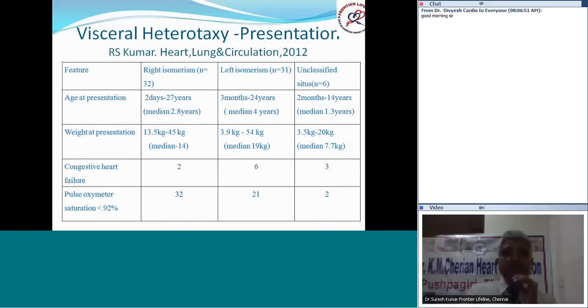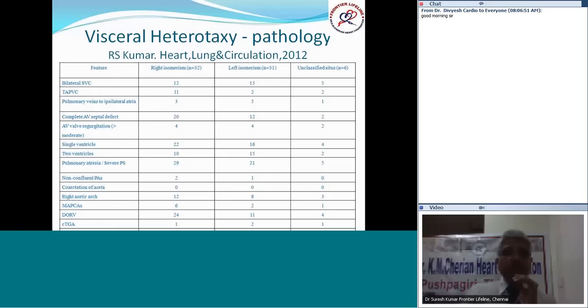And various anatomic features, bilateral SVC in our series was slightly more common in left than in right isomerism. That's not the literature report. TAPVC is of course overwhelmingly common in right isomerism. Other findings like having two ventricles, in the case of what is shown here as 10, it only shows that there were two demonstrable ventricles, but none of them would have a two ventricle repair.